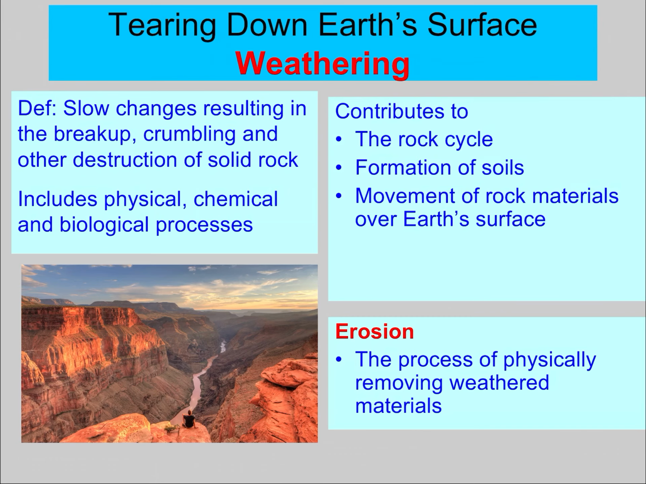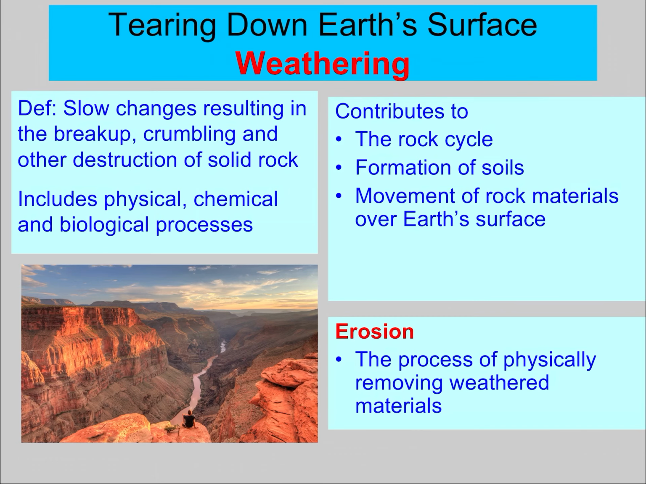So we talked about the building up, so now let's talk about the wearing down of Earth's surface. We're going to talk about weathering. So weathering are slow changes that result in the breakup, crumbling, or other destruction of solid rock. They're going to include physical, chemical, and biological processes. Physical is sometimes called mechanical. The weathering contributes to the rock cycle, which is important, we've talked about in the previous chapter.